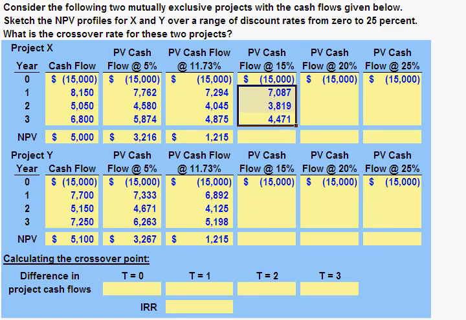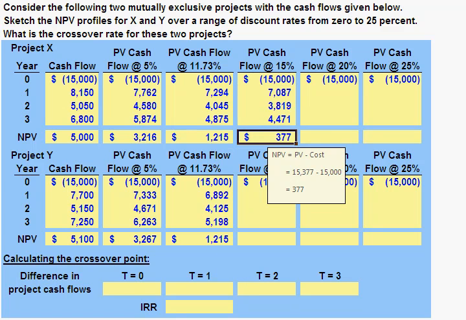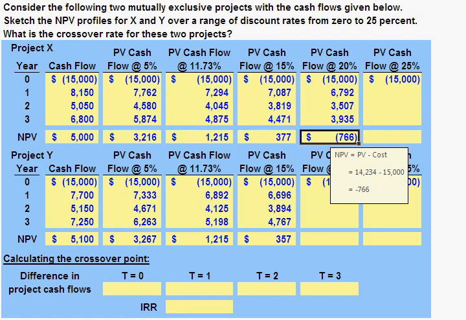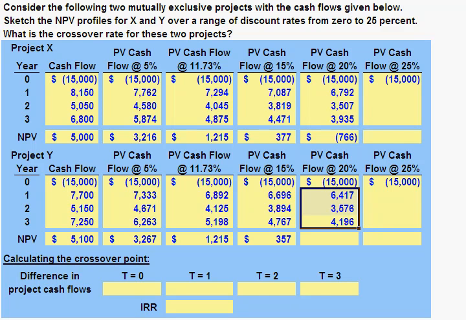At a 15% discount rate, the net present value of project X is $377, while the net present value of project Y is only $357. At a 20% discount rate, project X has a net present value of negative $766, while the net present value of project Y is negative $811. Project X has the higher net present value.